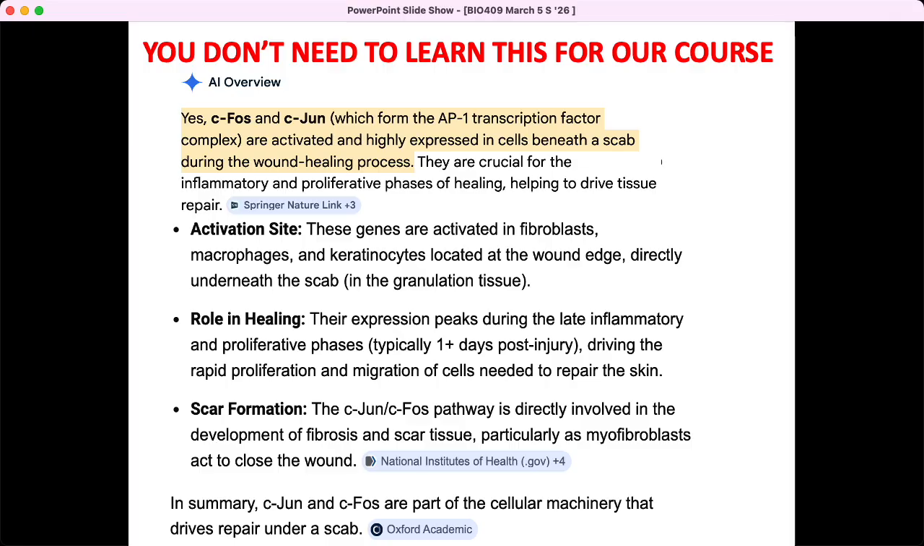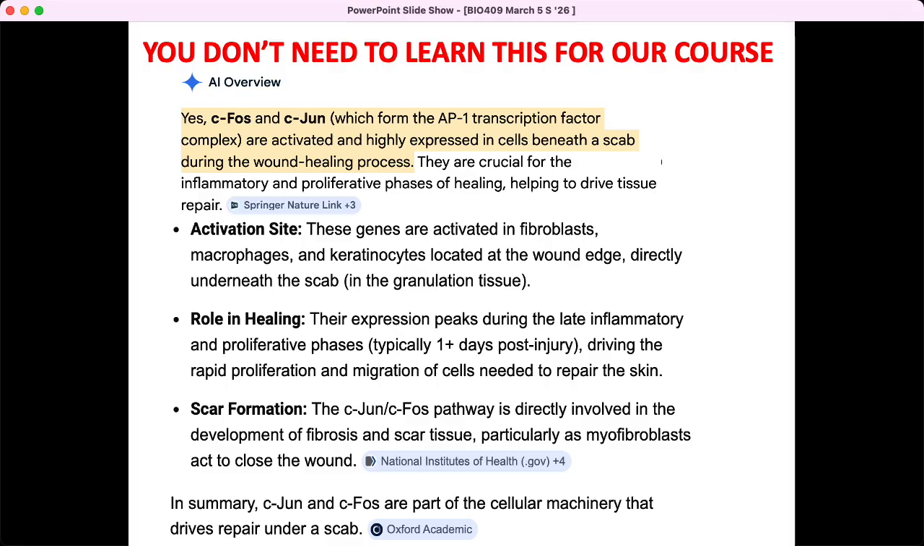That's the prompt. Yes, FOS and JUN are activated and highly expressed in cells beneath the scab during the wound healing process. They're crucial for inflammatory processes and proliferative processes, and there's a lot of overlap under a wound of who's doing what. When we think of JUN and FOS, again, we're not learning this, they play a big role in the immune response that's got to be happening, right? Under every scab, some bacteria got into the wound. And so who's going to fight them?